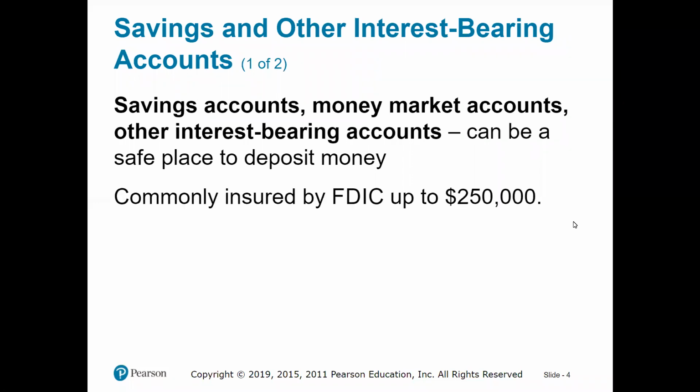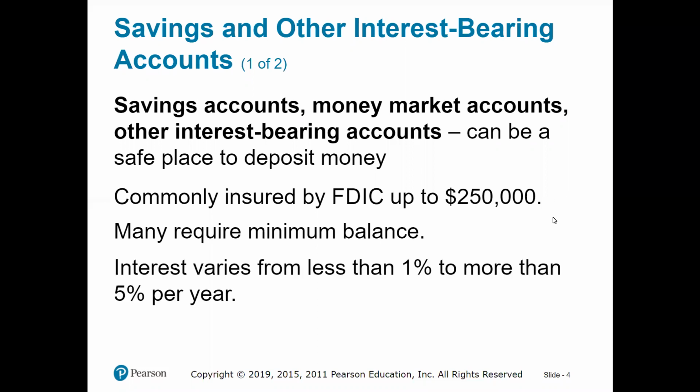It's commonly insured by the FDIC up to $250,000. Many require a minimum balance. That's where we're talking about where you need that set amount of money coming in. Interest varies from less than 1% to more than 5% per year, and interest is often compounded daily.